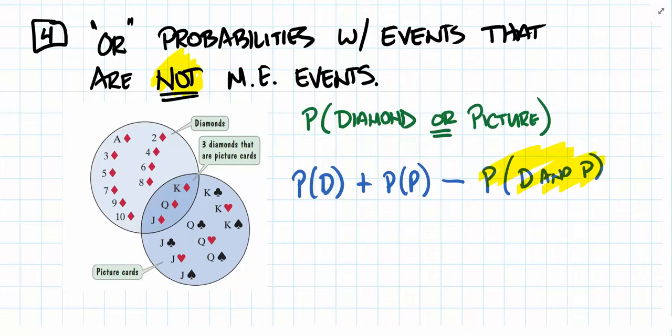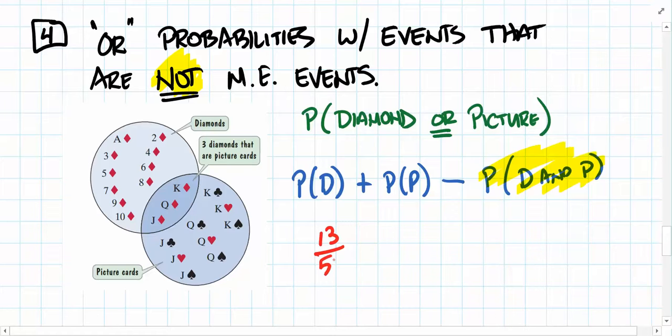So the probability of getting a diamond, well, there's 13 diamonds out of 52 cards. Probability of getting a picture, well, there are 12. If you count these up, 1, 2, 3, 4, 5, 6, 7, 8, 9, 10, 11, 12. So there are 12 picture cards out of 52. But now we need to subtract all of the ones that are counted in both sets, right? So those would be these right here. This would be 3 out of 52 because those 3 cards are both diamonds and pictures at the same time.